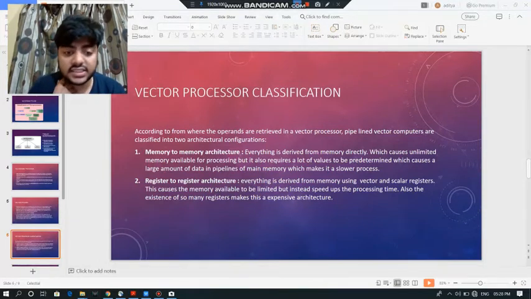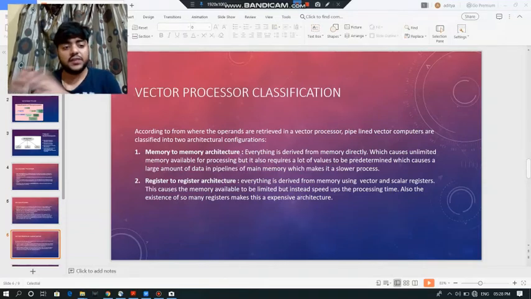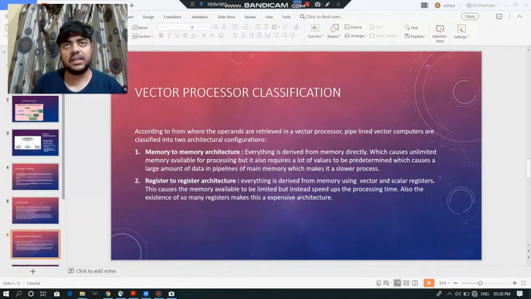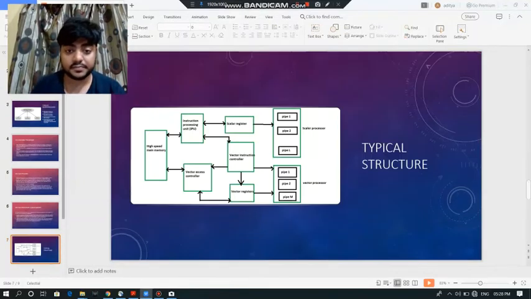Whereas in the register to register architecture, the data is first taken from the main memory, transferred into a register, and then processed. Because of this method, the memory space becomes limited, but the processing power becomes larger. Also, because of the existence of multiple registers, scalar and vector, it becomes a very costly system.